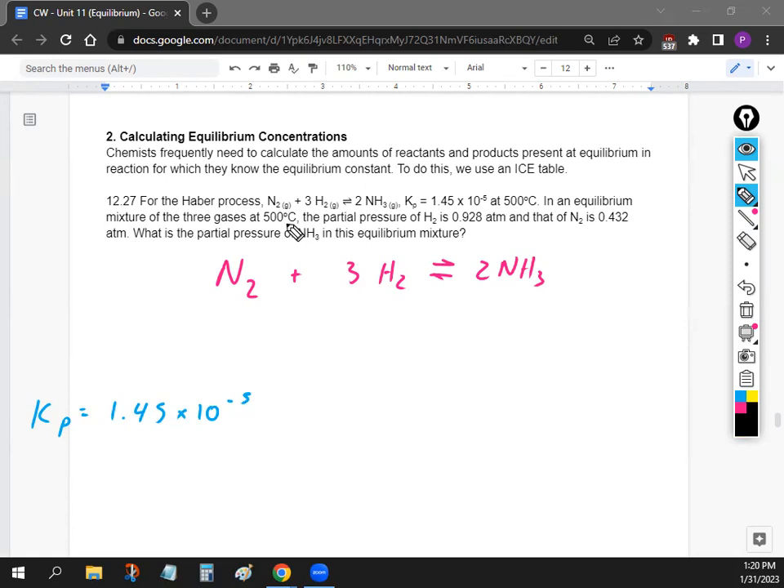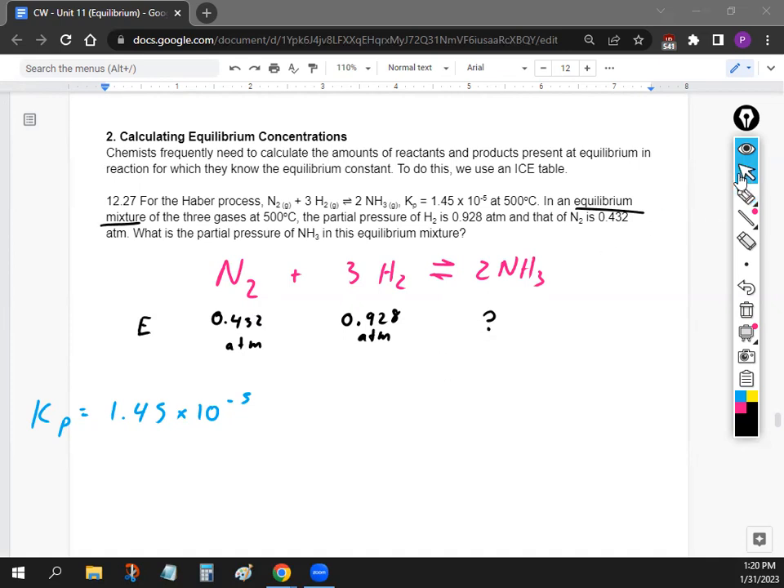Okay, and then for this problem, am I moving too fast? No. You guys copying? Okay. For this problem, it tells us the equilibrium pressures. It tells us at equilibrium, hydrogen's partial pressure is 0.928 atm. And then for nitrogen, it's going to be 0.432 atm. Okay, and this is all at equilibrium. And then we can use the K value to figure out the concentration of NH3 at equilibrium.